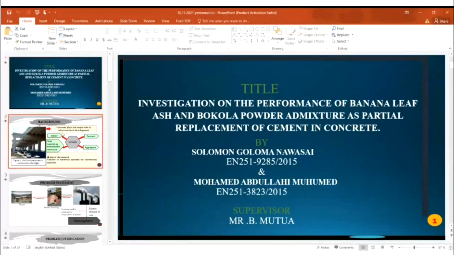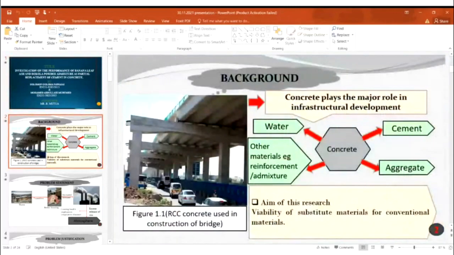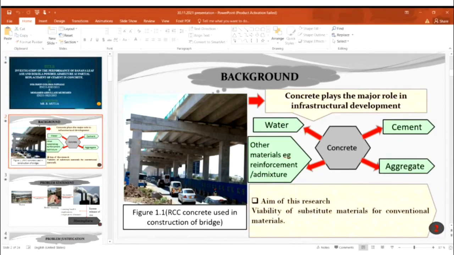For the introduction, concrete plays a major role in structural development, with its main constituents as water, cement, aggregates, and other materials such as reinforcement. As you can see, a figure here shows the application of concrete for concrete structures. So this research aims at investigating the viability of some other natural materials and agricultural waste in replacing these conventional materials for concrete.